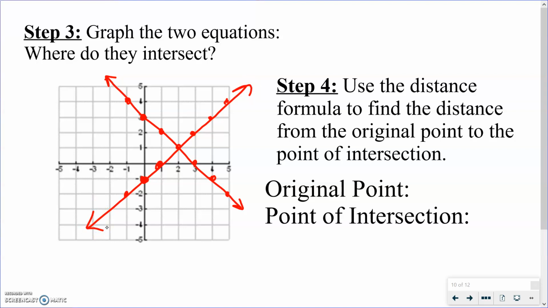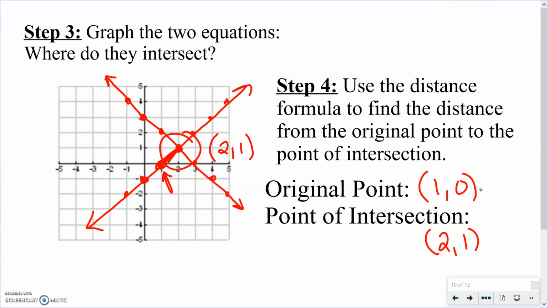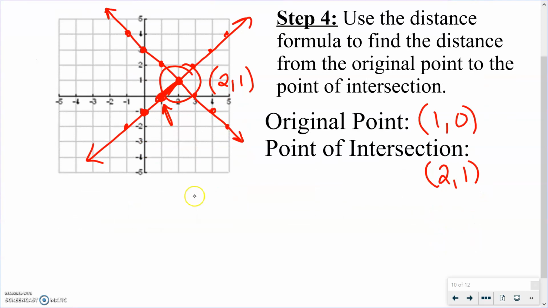And then we're going to figure out this point of intersection. This is really important. That's what we're trying to find, because our goal is to find the distance from the point 1, 0, right here, to this line right here, this distance. To do that, we need to know this point of intersection, which here is the point 2, 1. So our point of intersection is 2, 1. Our original point is 1, 0, and we're going to use the distance formula now with those 2 points. This is our last step.